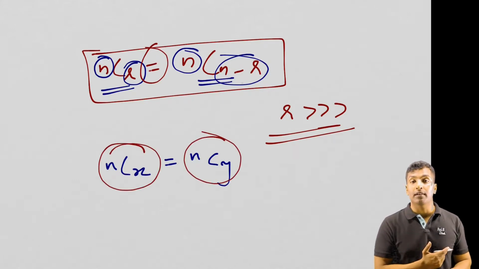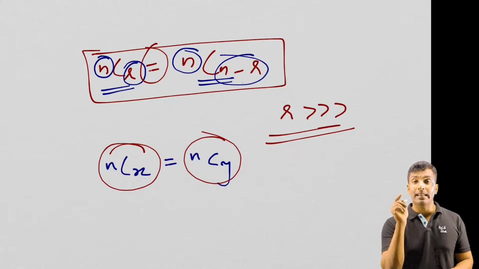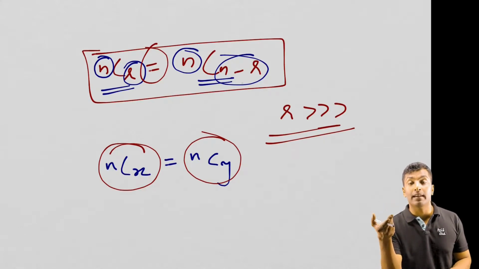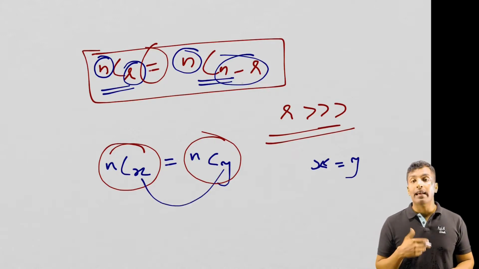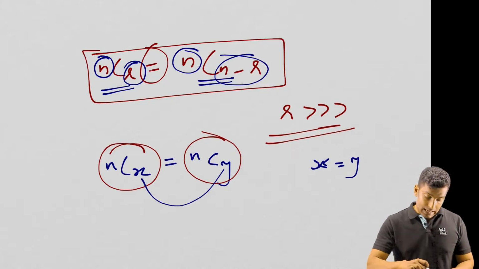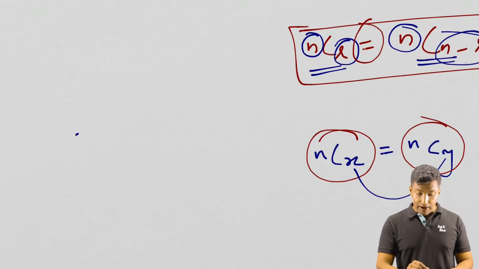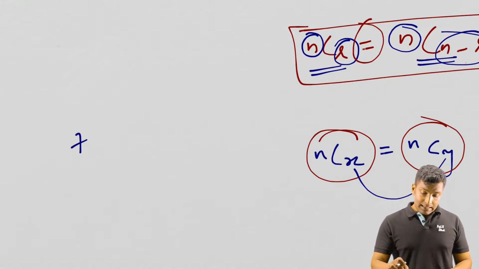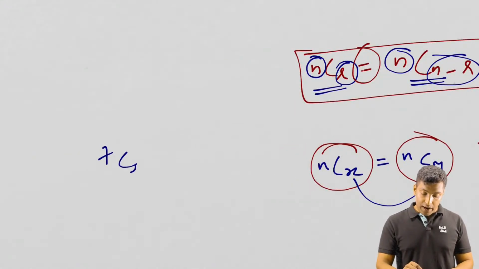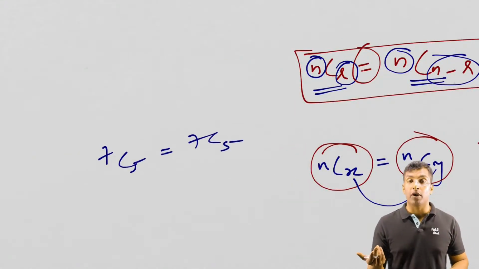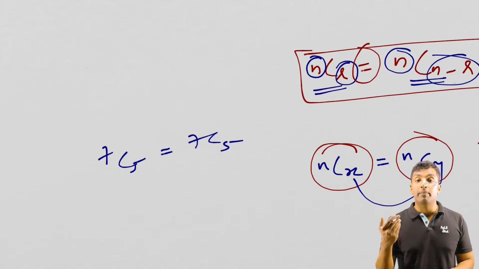What is the condition? That is what we need to see. The first condition, and the only condition which you may think of, is x is equal to y. Obviously, if x is equal to y, then nCx is equal to nCy. For example, if n is 7 and x and y are both 5, then you are writing 7C5 is equal to 7C5. No problem in that. But there will be cases mostly where x and y are not equal.